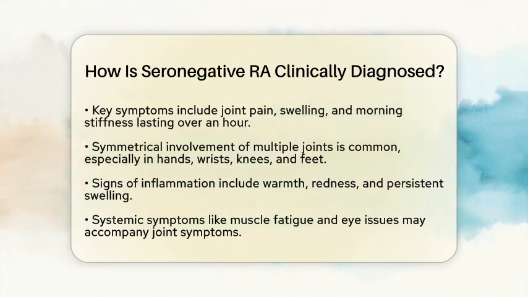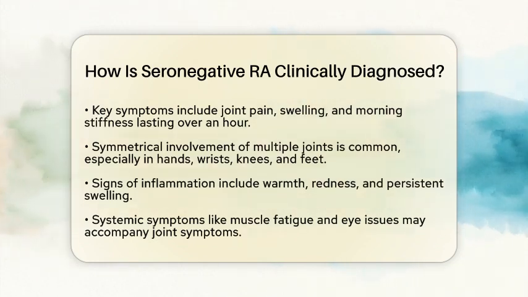Signs of inflammation, such as warmth, redness, and persistent swelling, are also critical indicators. Systemic symptoms like muscle fatigue or eye redness and dryness may accompany these joint issues. Next, blood tests play a significant role in the diagnosis.